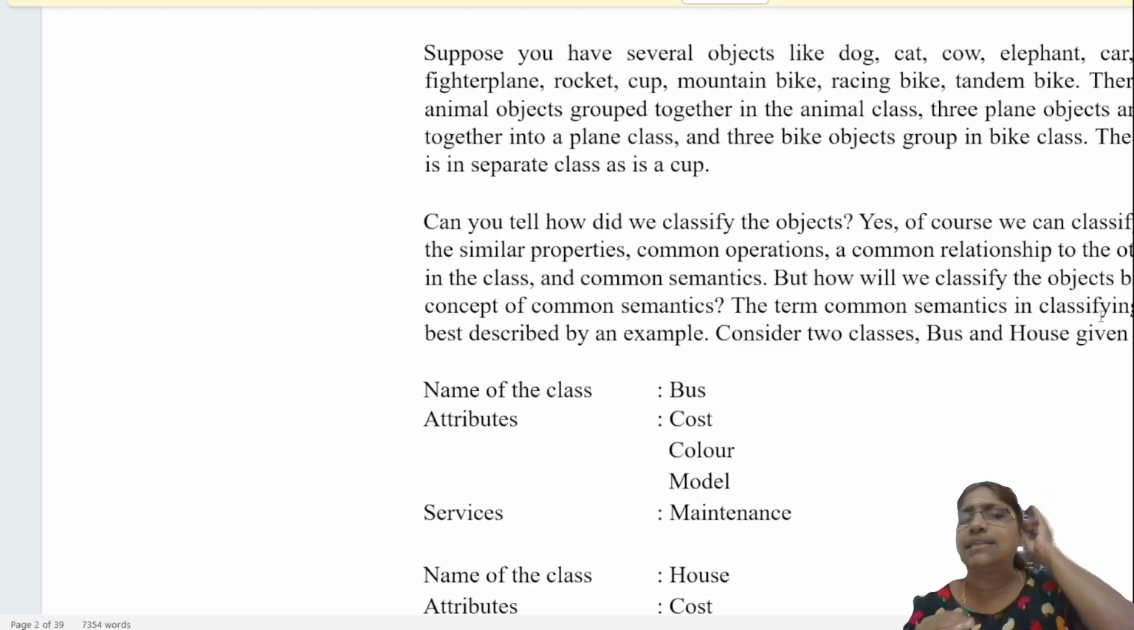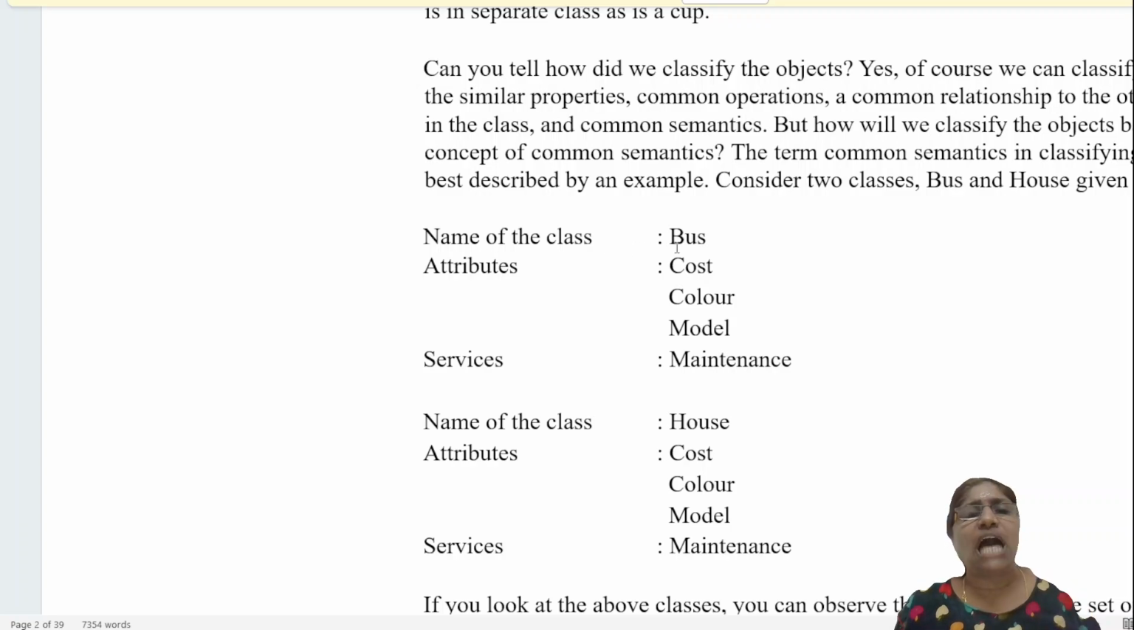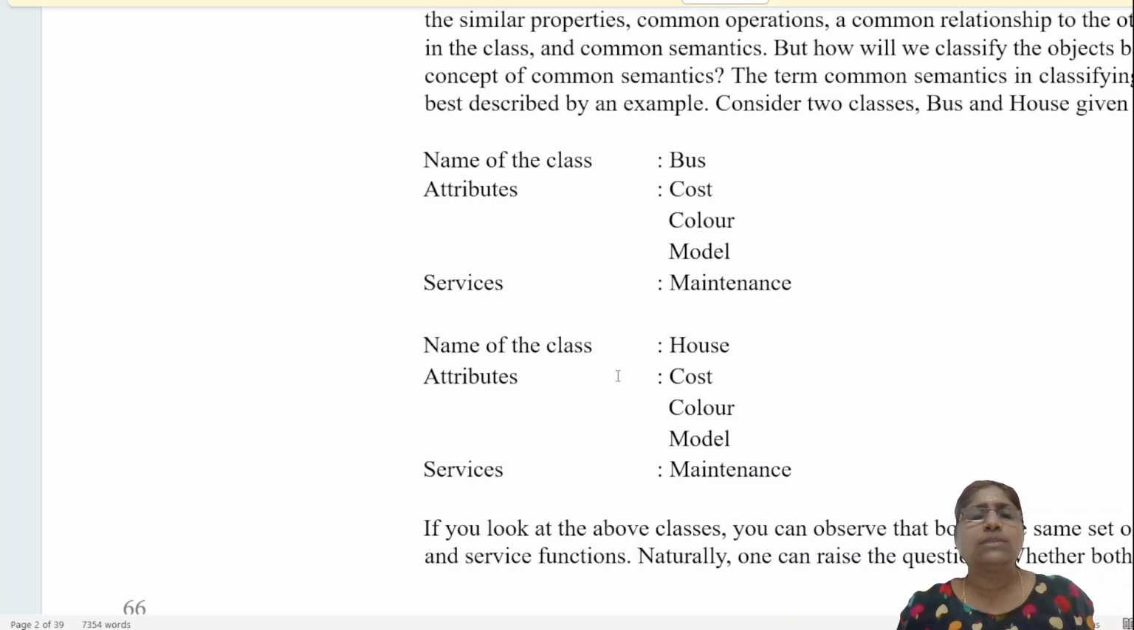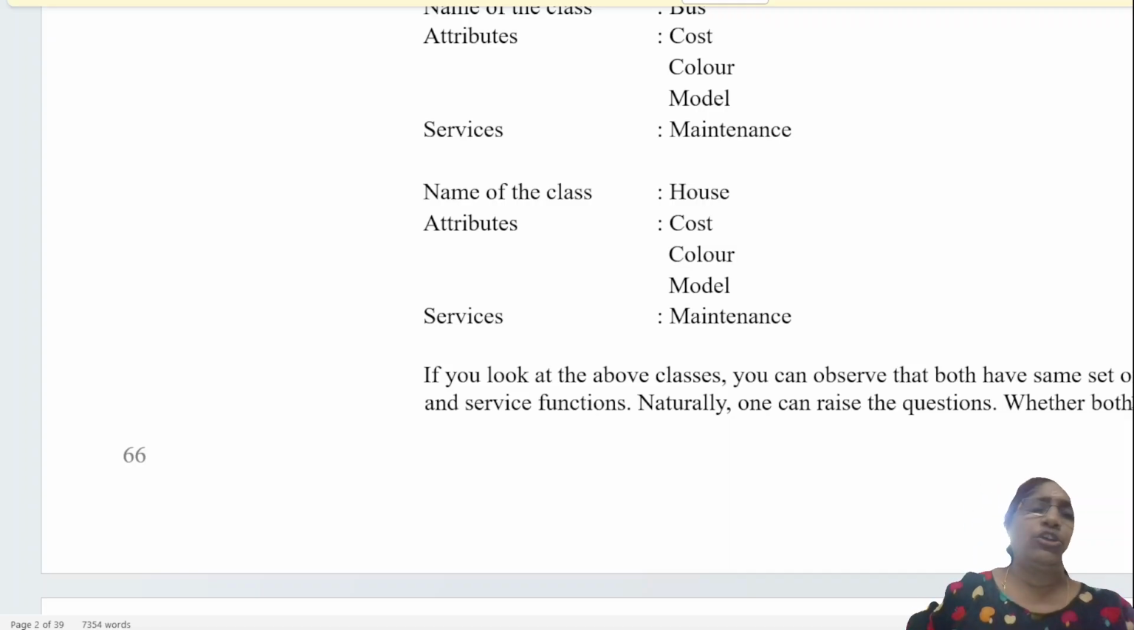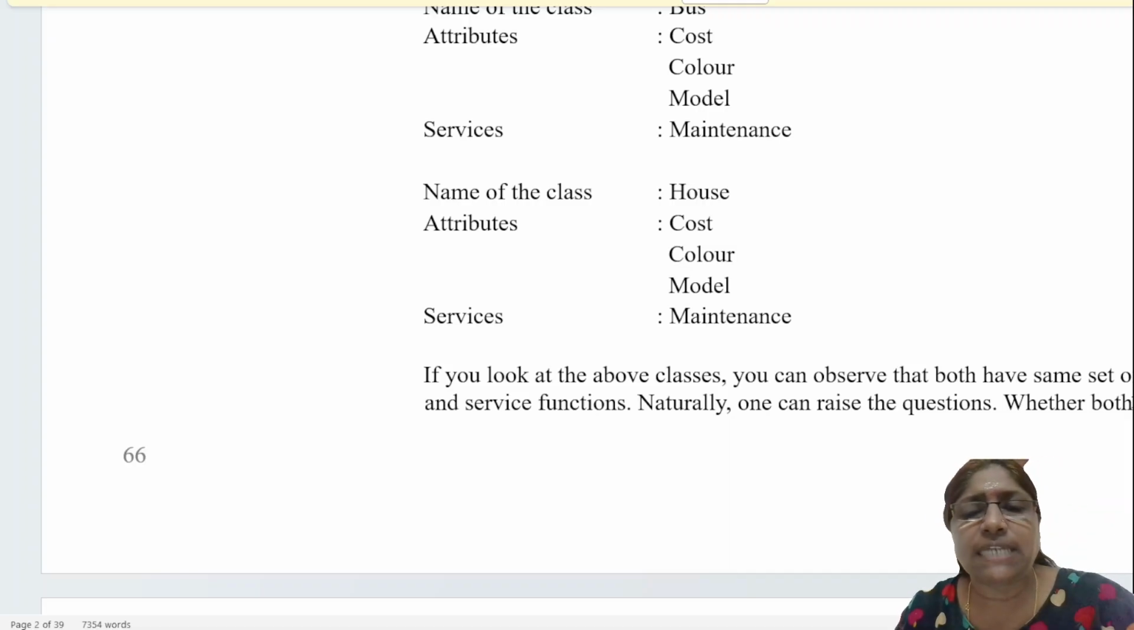Consider 2 classes, bus and house, given as follows. Name of the class: bus. Attributes: cost, color, model. Services: maintenance. Name of the class: house. Attributes: cost, color, model. Services: maintenance. If you look at the above classes, you can observe that both have the same set of attributes and service functions.